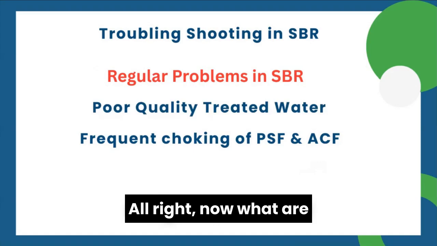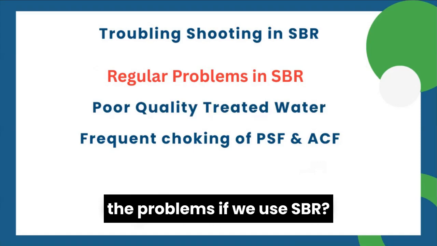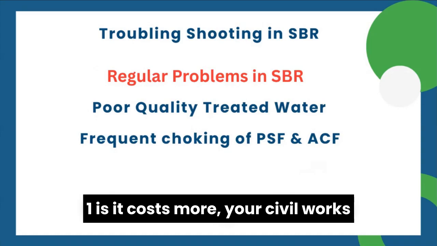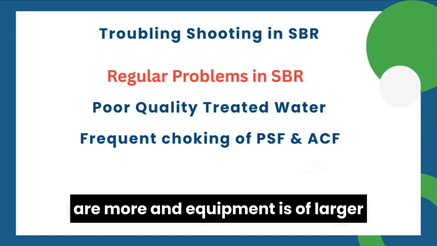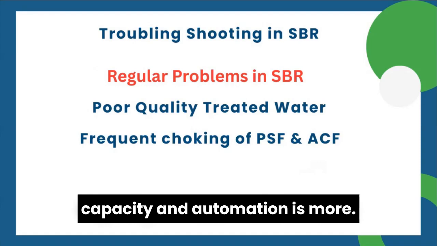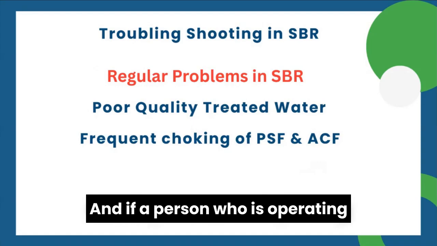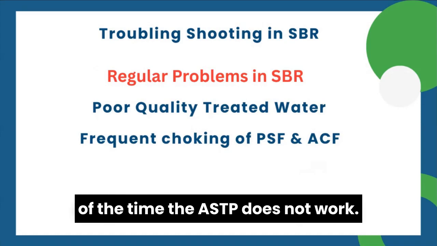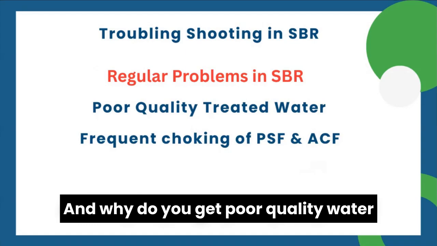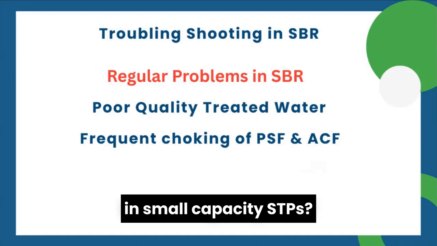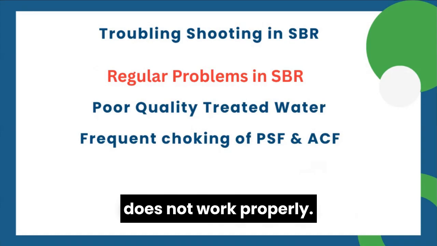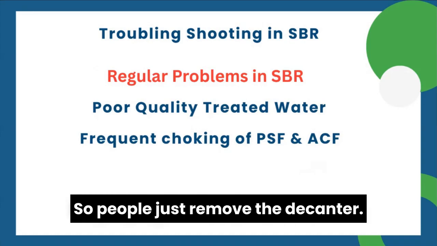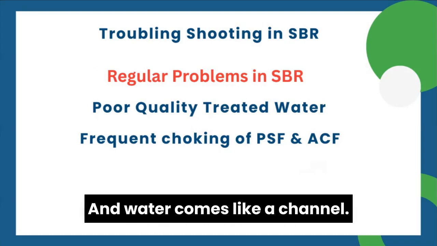All right. Now, what are the problems? If we use SBR, one is it costs more, your civil works are more, equipment is of larger capacity, and automation is more. And if the person who is operating the plant does not know anything about automation, most of the time the STP does not work. And why do you get poor quality water? In small capacity STPs, the floating decanter does not work properly. So people just remove the decanter and water comes out like a channel.